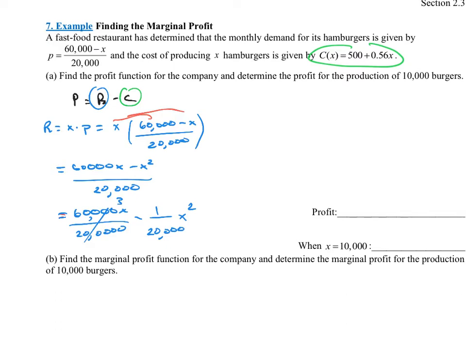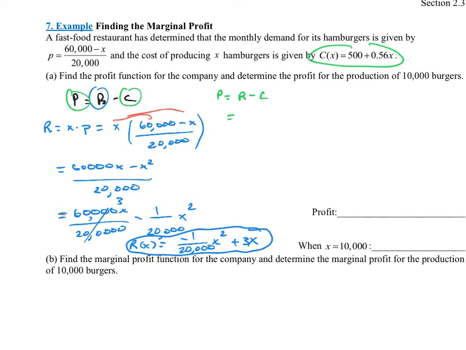So what I really have is my revenue function, R of X, is equal to, writing it in descending order, negative 1 over 20,000 X squared, and then it would be plus 3X. That's my actual revenue function here. Okay? I have my revenue function. Now what do I do? Well, I need to find the profit function. Again, how do I find the profit function? To find the profit function, I do revenue minus cost.